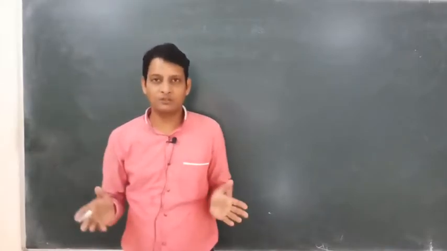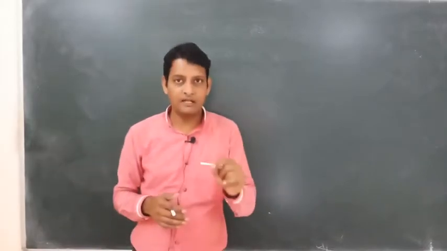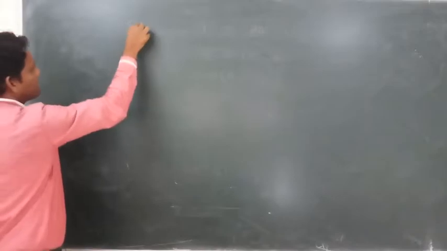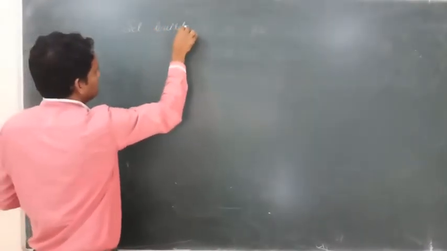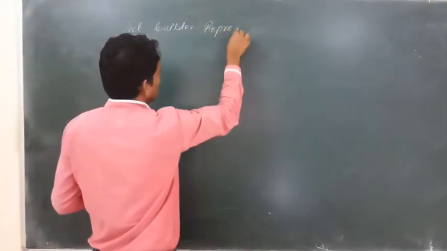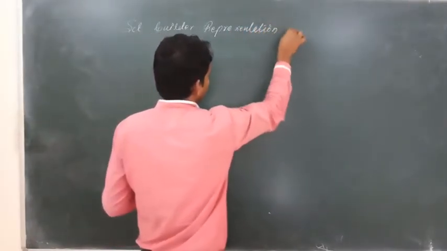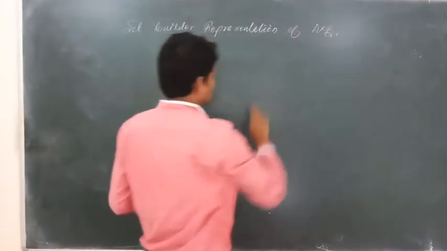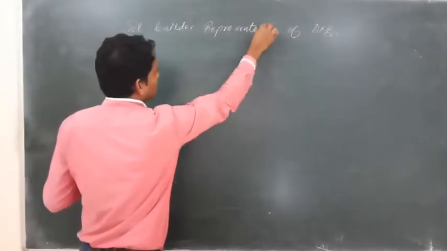You know that A cross B is a set. So if it is a set, it should have its set builder form. So it's very simple. So we are going to see the set builder representation of A cross B. Is it clear?